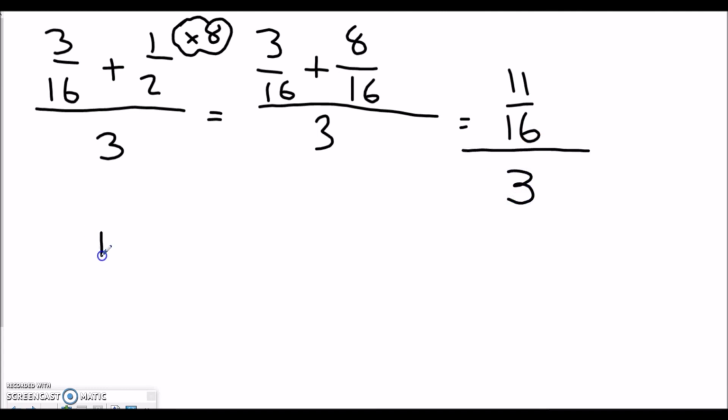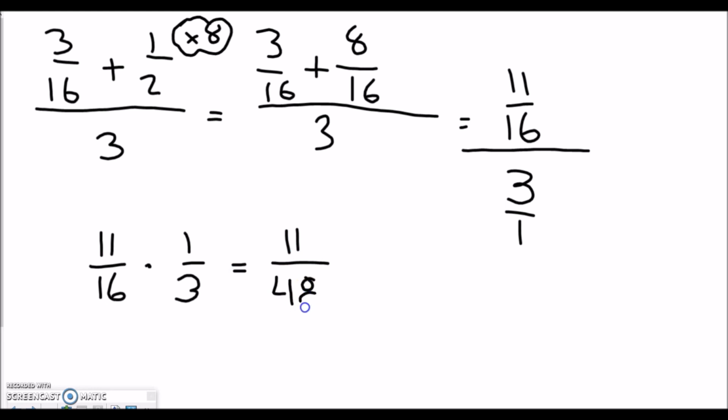But how are we going to handle that 3? Remember, this 3 can be a 3 over a 1. So now we see when we do our reciprocal, it's multiplied by 1/3 and multiply. 1 times 11 is 11. 16 times 3 is 48. And that's our answer. Let's try another.